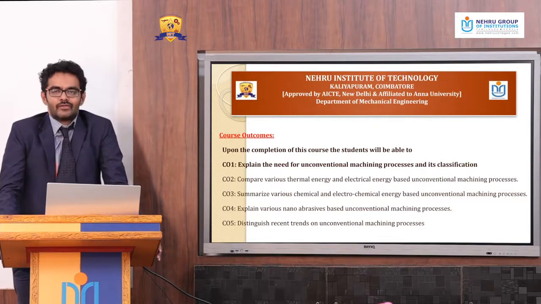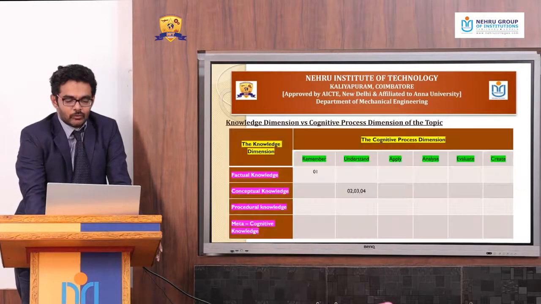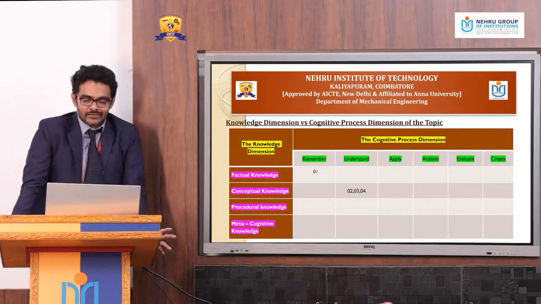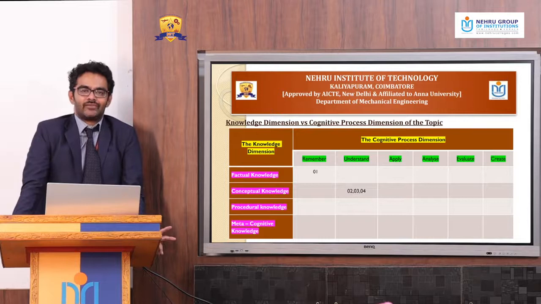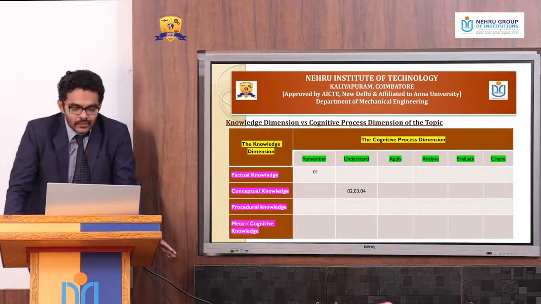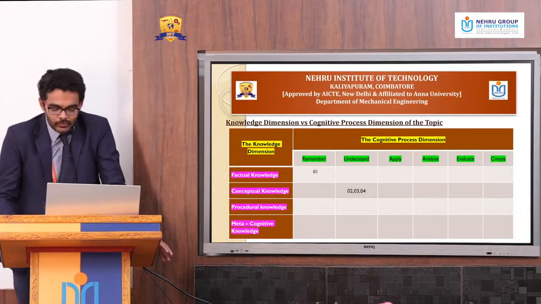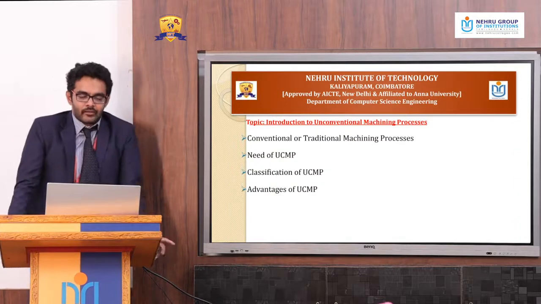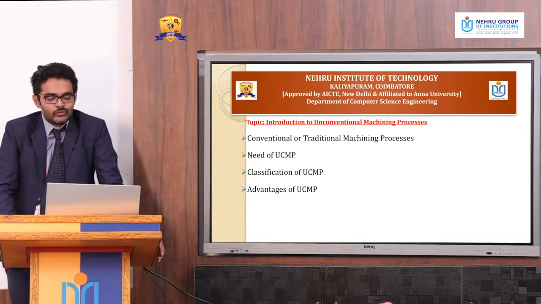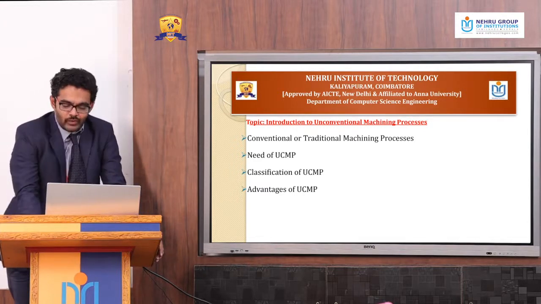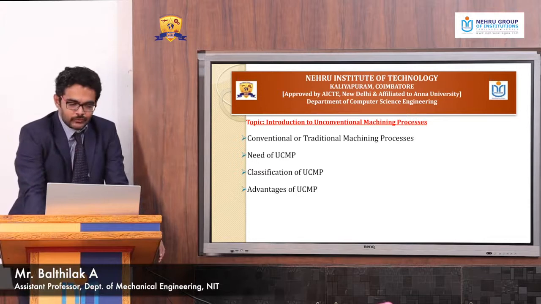Here we are going to discuss the overview of the unconventional, or non-traditional, machining process. On the knowledge dimension versus cognitive level, this subject is mostly application, and the first cognitive levels, remember and understand. So the basic concept about the machining process is very important. These are the topics we are going to discuss: introduction to unconventional machining process, need of UCMP, classification of UCMP and advantages of UCMP, and how it differs from the conventional traditional machining process.